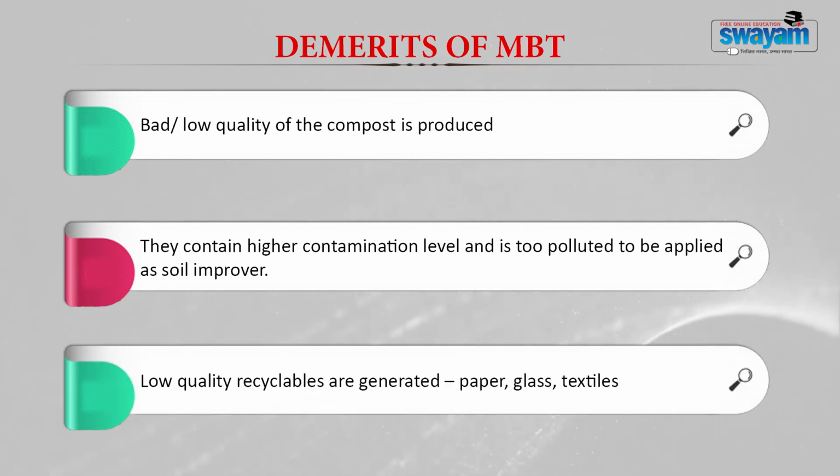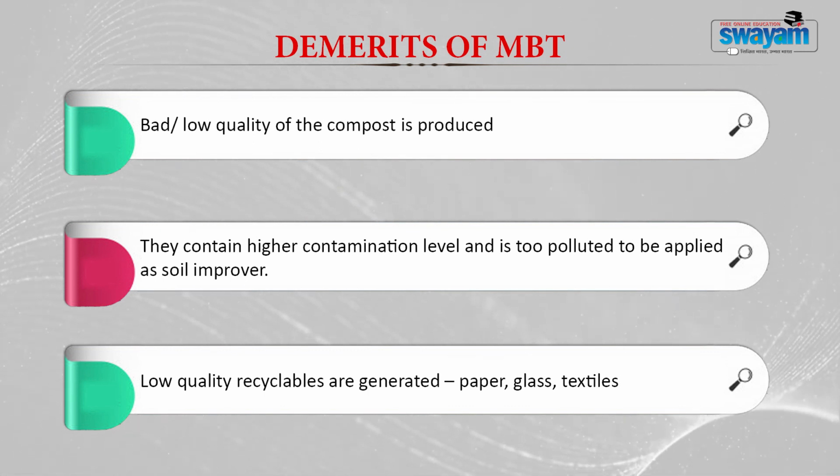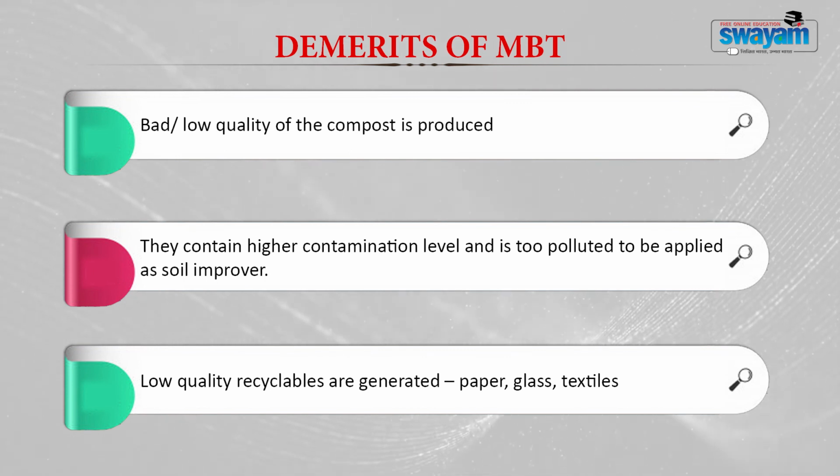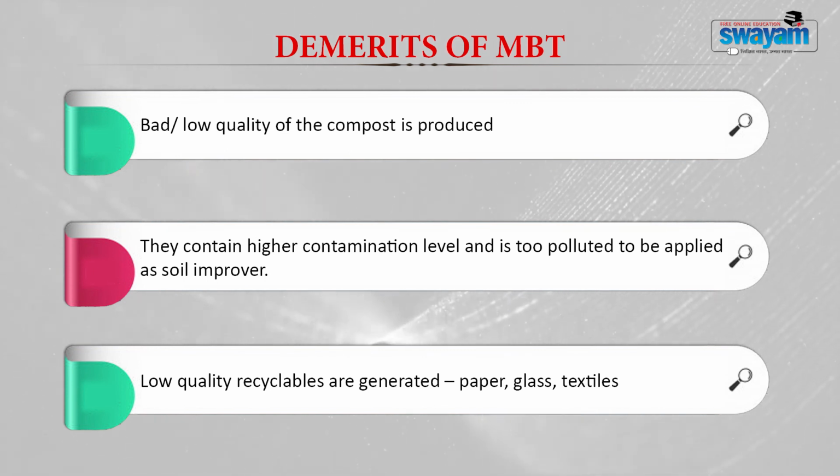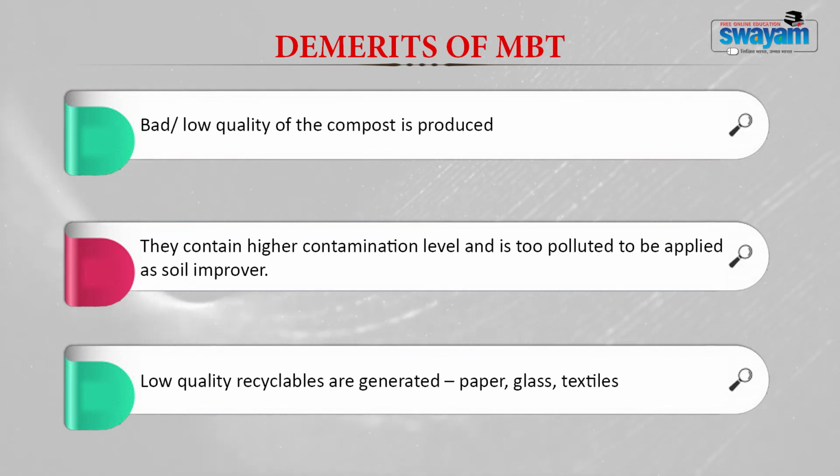Then the recyclables that are generated at the end of the process are again low quality, because if you are subjecting the waste to mechanical treatment initially, then the quality of recyclables is somewhat maintained, but after biological treatment, if you subject it to mechanical sorting, the quality of paper, glass, textile and all is lost. Because after mechanical biological treatment, sometimes the glass breaks and you will have small pieces which will lead to occupational health issues. Also, broken glass is difficult for recycling.